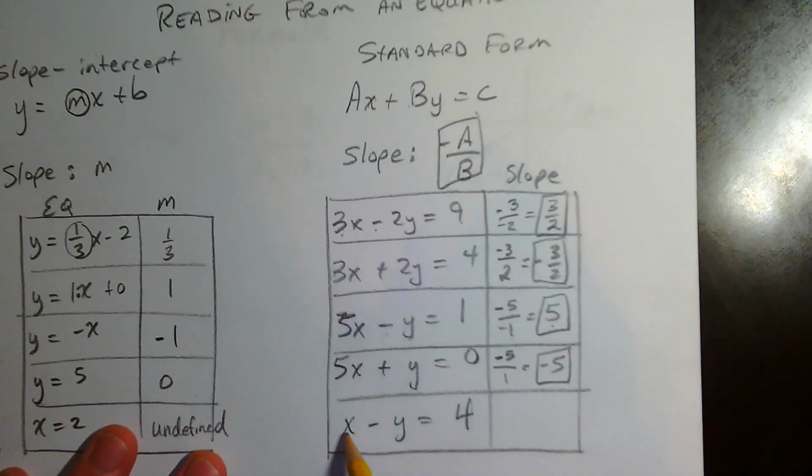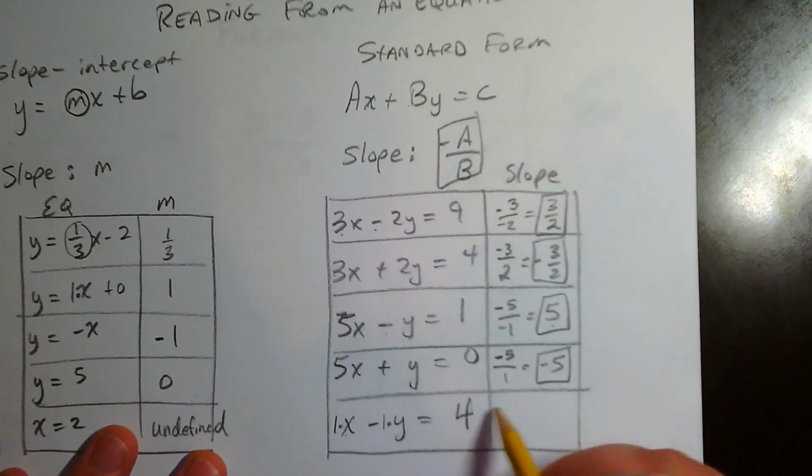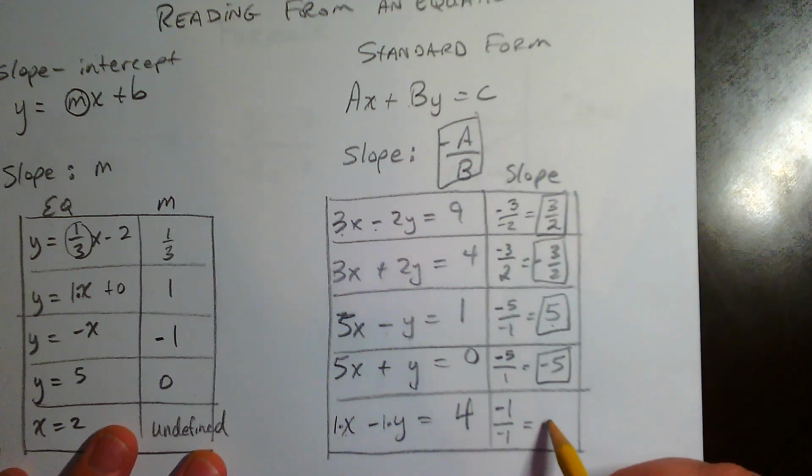Last one. Here, remember, if you don't see a number in front, there's a 1. It's 1 times, and this is negative 1 times. So what we have is change the sign of this, right? Change the sign of that, and then whatever b is. Negative 1 divided by negative 1 is positive 1. There you go.